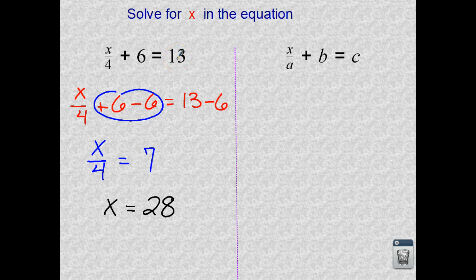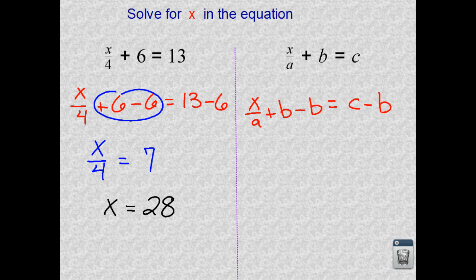Now on the right side, again, what you're doing is you're practicing a lot in this section 3.8 by solving literal equations. So how are you going to get to the x? Well, you do the inverse operations like you did on the left side. Subtract b from both sides. Oh, I forgot to do that. Got to put it in here. So x over a plus b minus b.